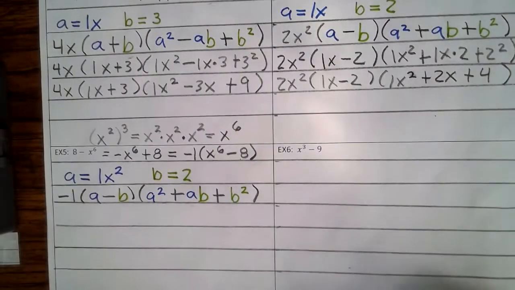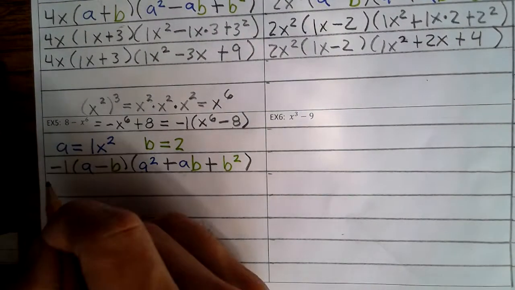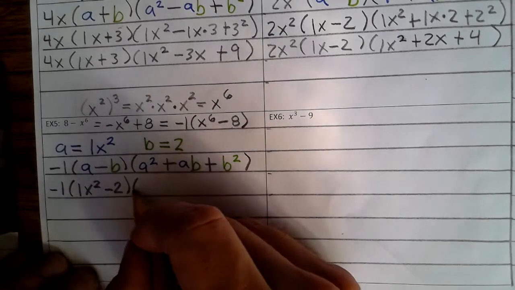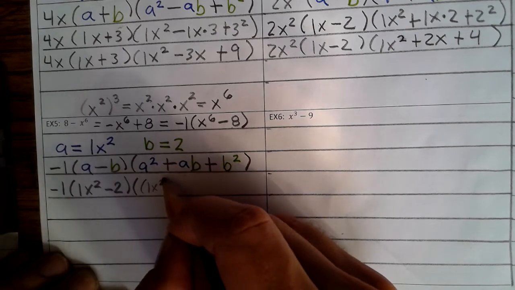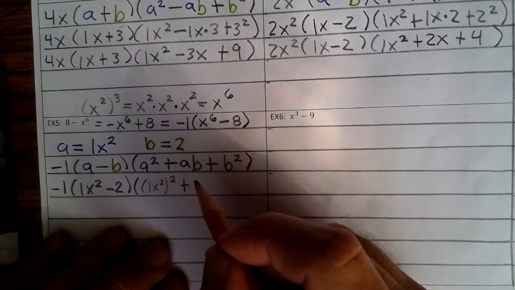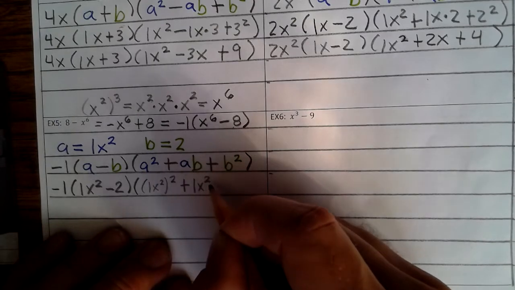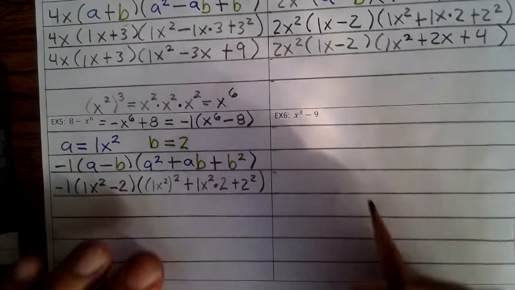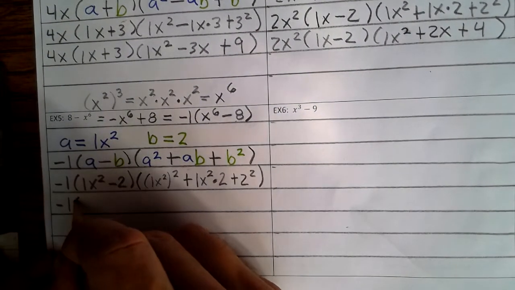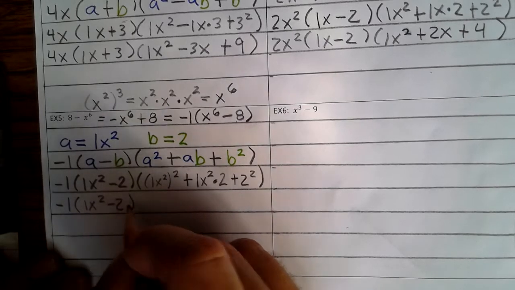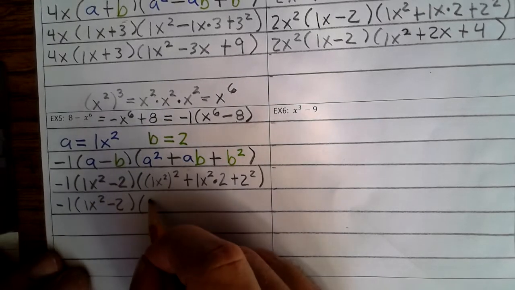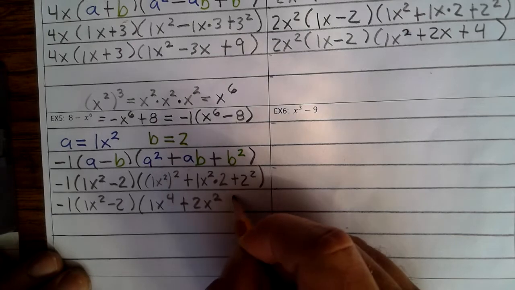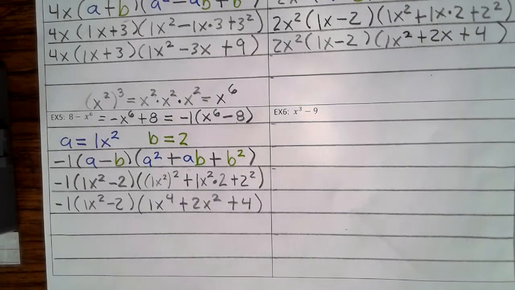Sorry, dealing with lighting sometimes can be difficult in a video. Okay, so now we plug in the numbers. So -1, parentheses, 1x squared minus 2, parentheses, 1x squared squared plus 1x squared times b, which is 2, plus 2 squared. Okay, so -1, 1x squared minus 2. When you square squared, you multiply. 2 times 2 is 4, so that's 1x to the 4th plus 2 times 1x squared is 2x squared plus 4. All right, finish up example 5.